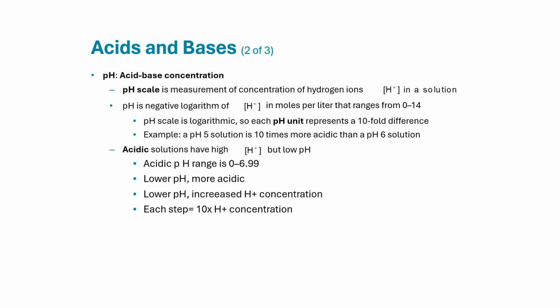If I was to ask you, 3 has how much more hydrogen than 5? The answer is that 3 has 100 times more hydrogen concentration than 5. It's 10 times for each step. Going from 3 to 4, it would be 10 times. But then going from 4 to 5, it would be 10 times that. So that's 100 times.